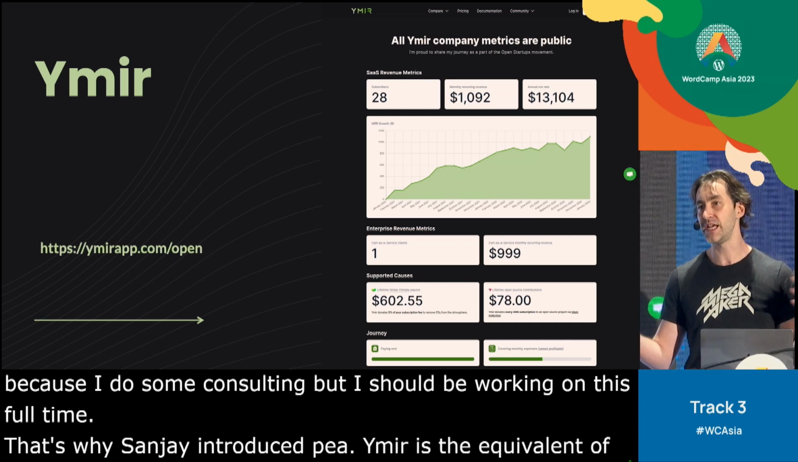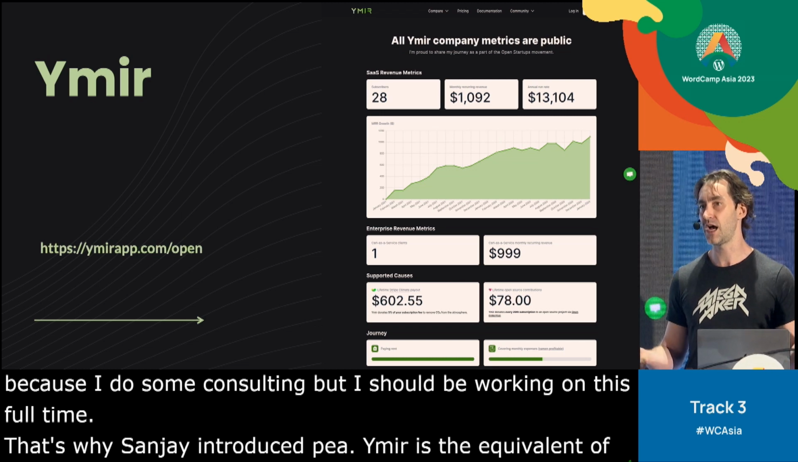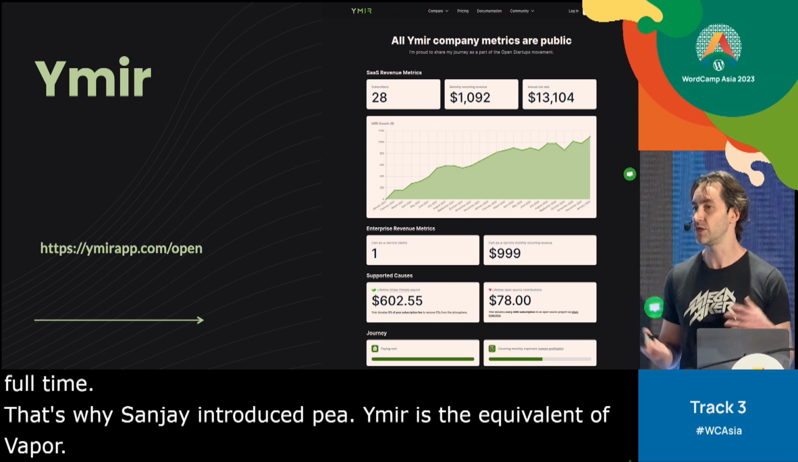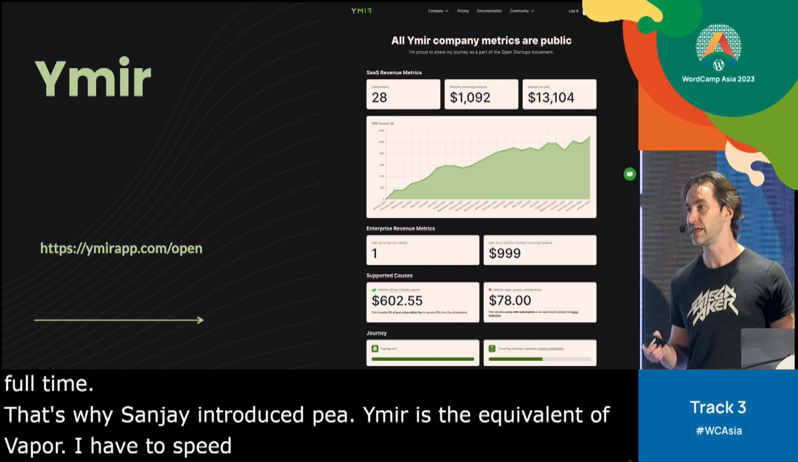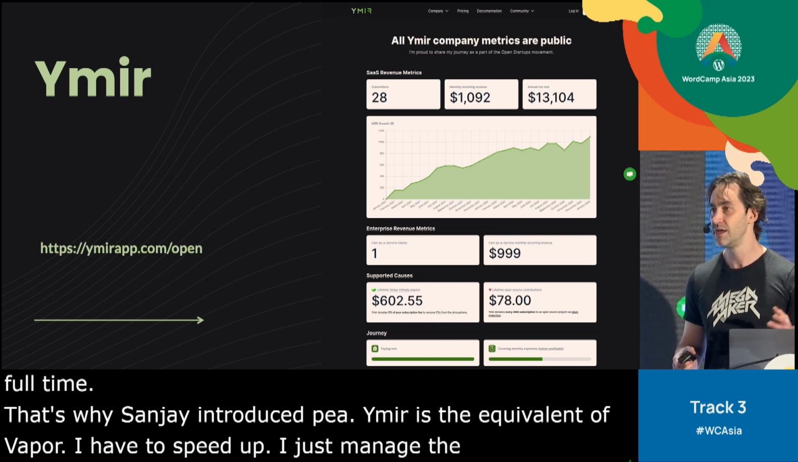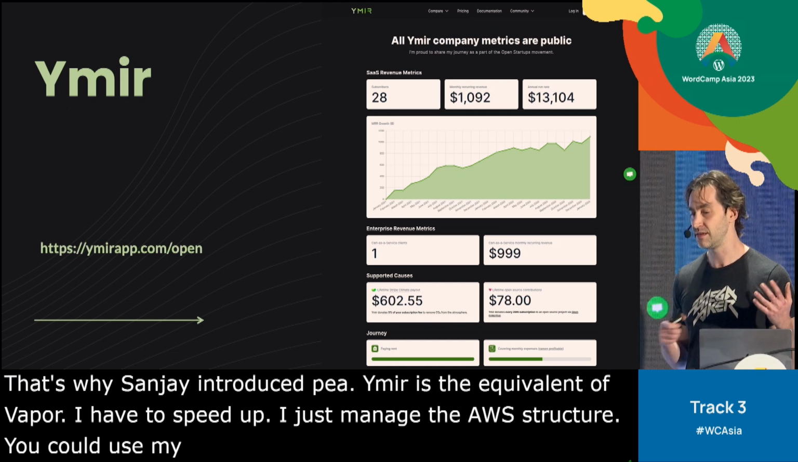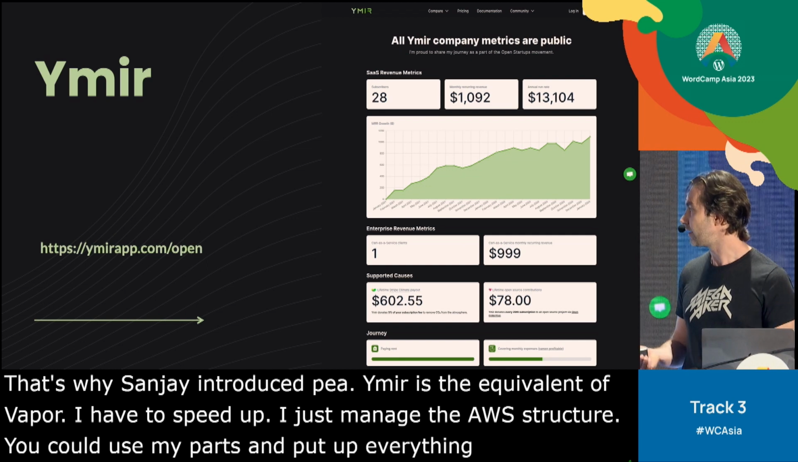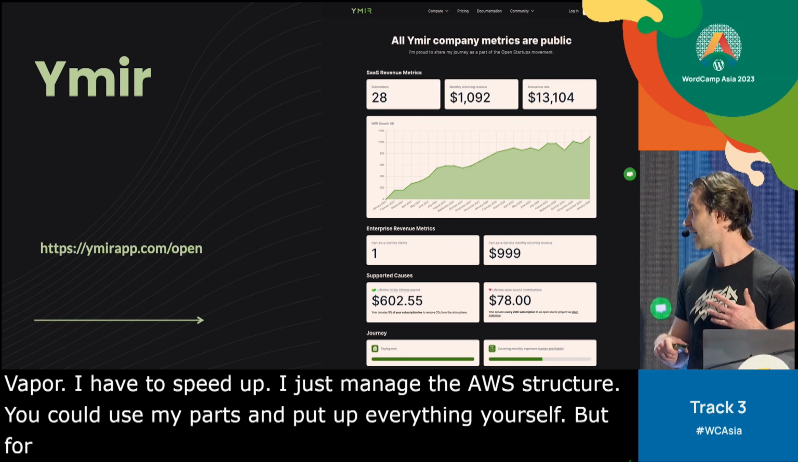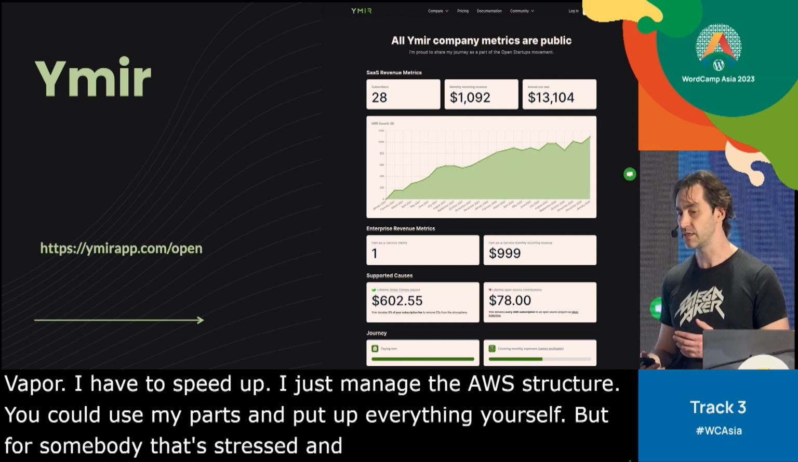So I just manage the AWS infrastructure. It's not about the serverless part. You could use my parts and put everything together yourself if you want. But for somebody that's stressed and thinks, oh my God, I don't know anything about AWS, well, that's what that product solves.